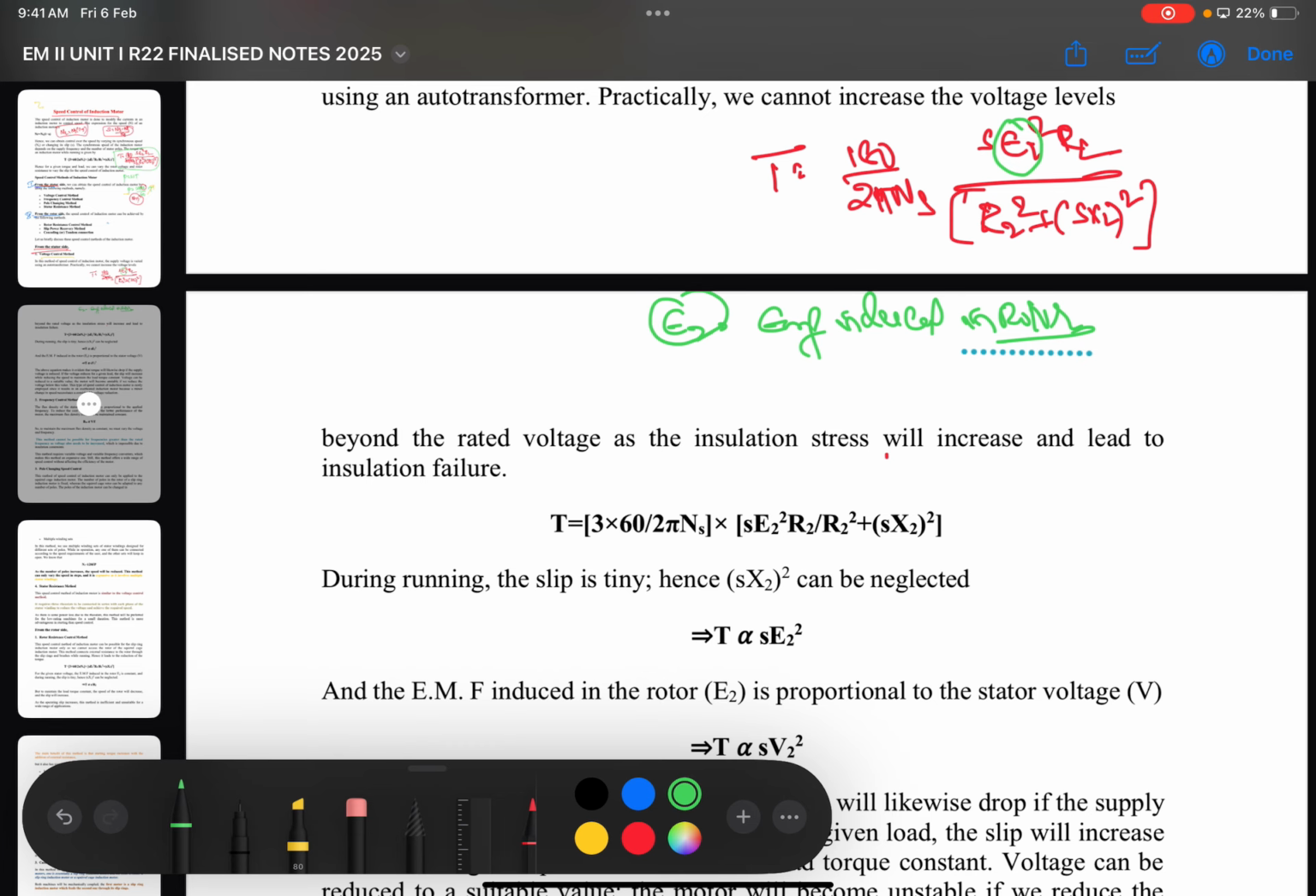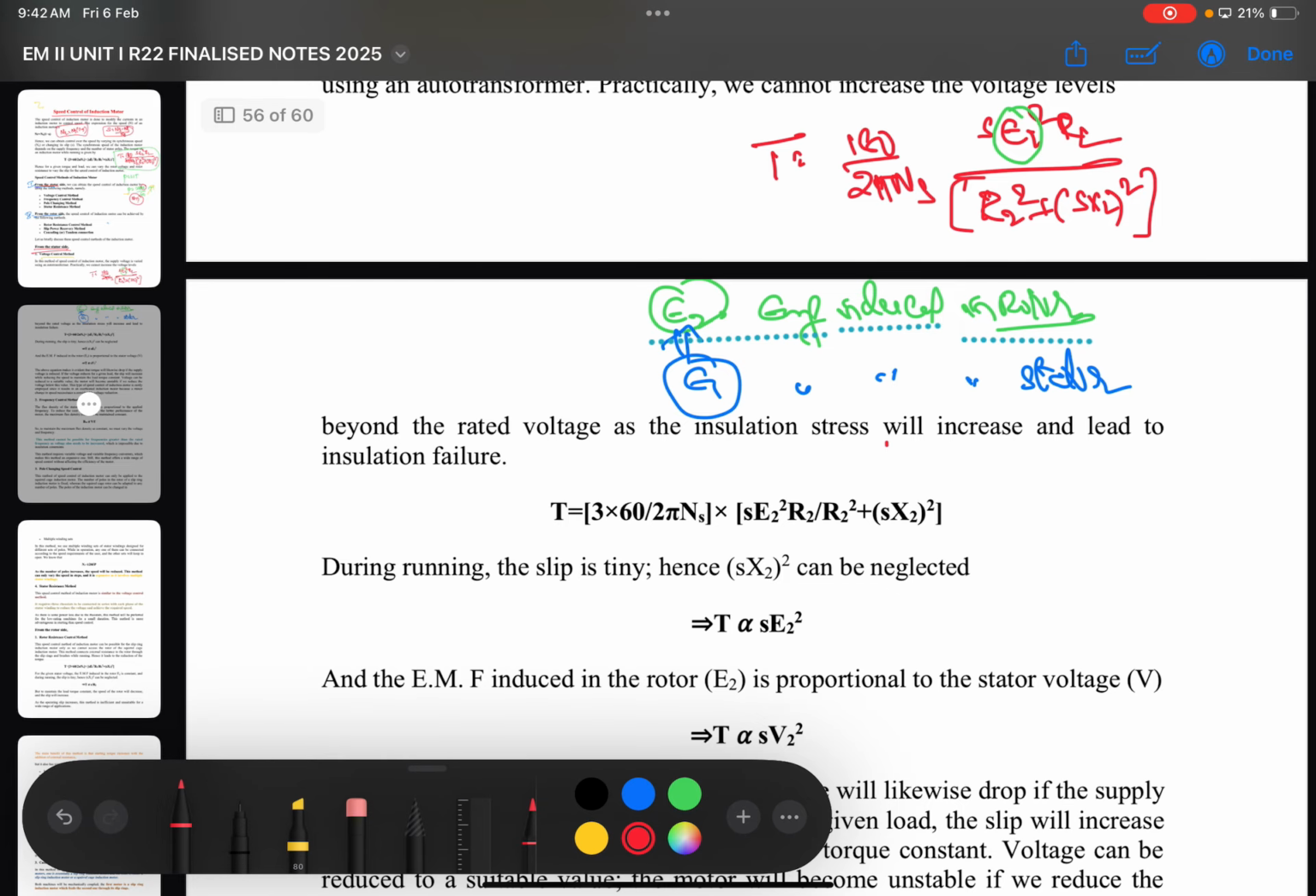So now, how is the EMF generated here? Is it because of E1 that the EMF is generated or not? So what is E1 here? EMF induced in the stator. So, EMF induced under the stator here.